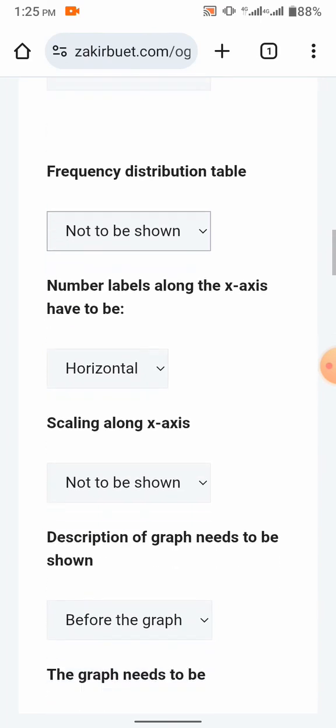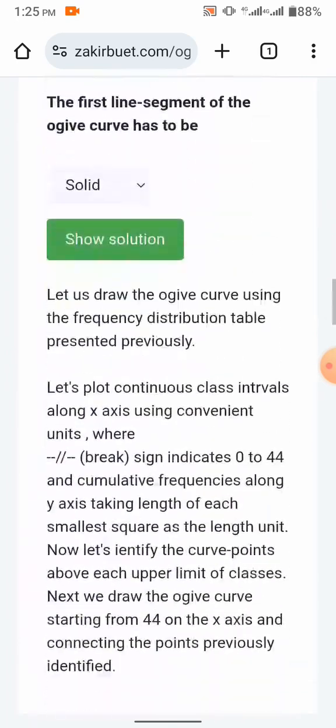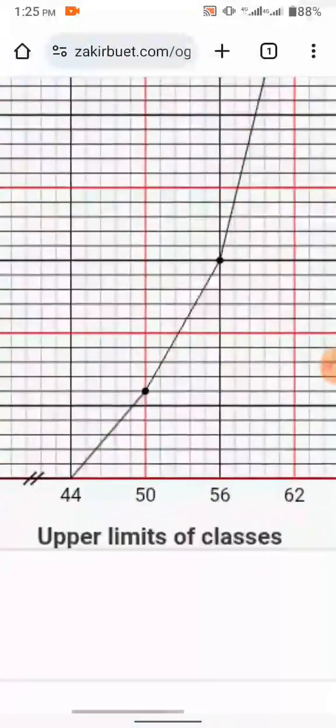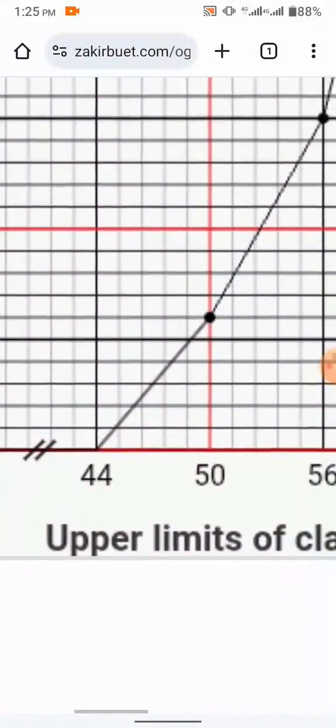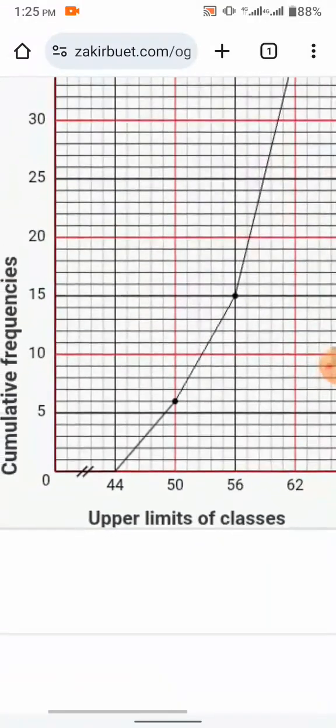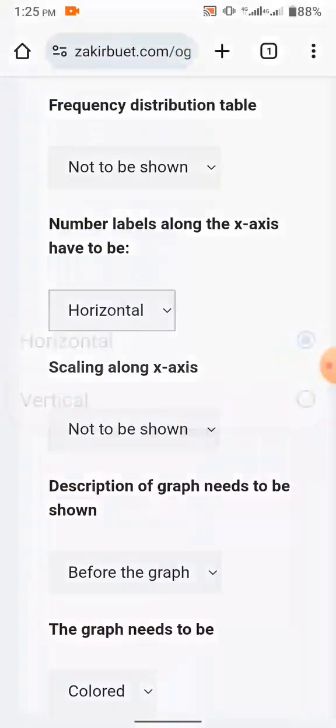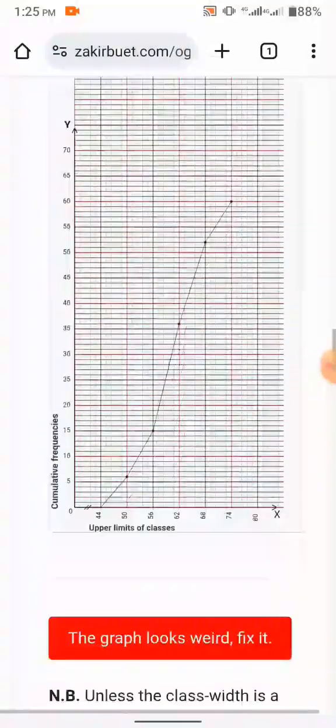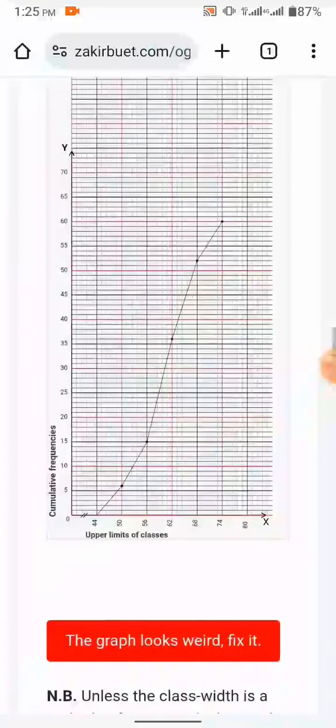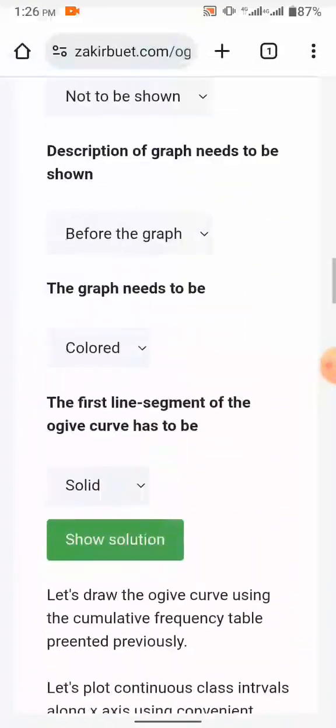Second thing is, number labels along the x-axis have to be horizontal or vertical. Currently it is horizontal. When the numbers are in decimal and you are afraid that they might touch one another, in that case you may choose them to be vertical, like this one. But at the vertical they do not look very good.